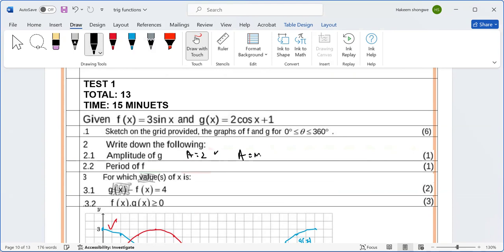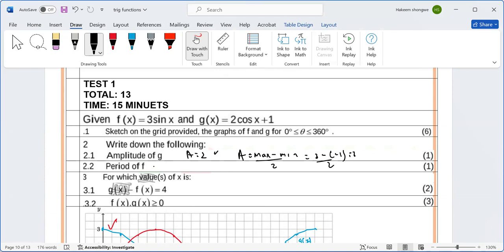We said amplitude is going to be given by max minus min, all over 2. And then what is your max? 3. Minus what is your min? Minus 1. Divided by 2, and then it gives us 2. It's 1 mark.